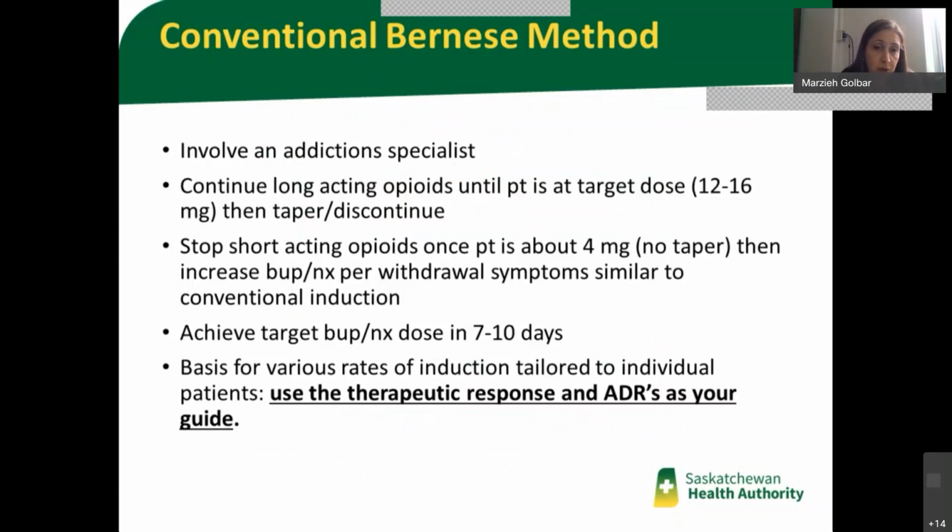The dosage of buprenorphine starts low and then keeps going up. The idea is to discontinue the immediate release opioids at 4 milligrams of Suboxone per day. And then the extended release one could be stopped at a target dose of 12 milligrams per day, but it could also be tapered off. But the immediate release, they don't taper, they just stop it at 4 milligrams once daily. And as I mentioned, at 7 to 10 days, the target dose of 12 to 16 milligrams will be achieved.